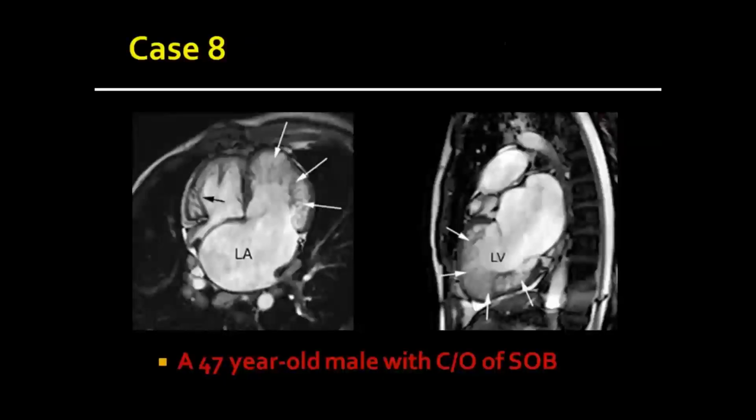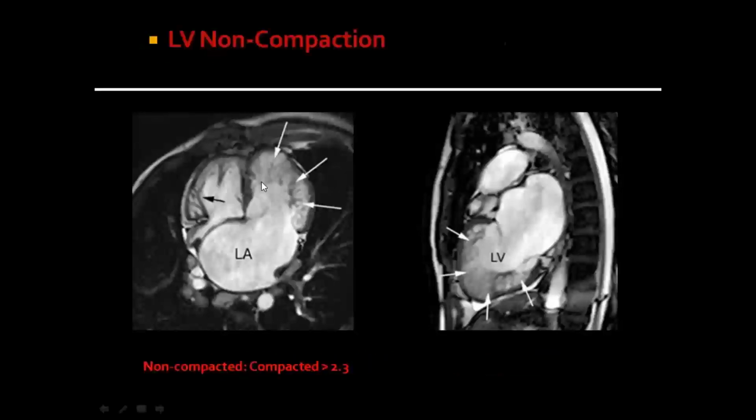Another classic indication of cardiac MRI is what you see here, the left ventricular non-compaction. It's very easily diagnosed by cardiac MRI. And most importantly is to look at the ratio between a non-compacted to compacted myocardium at end diastole, and it should be more than 2.3. So I think it's an easy diagnosis with cardiac MRI. Sometimes it's possible with echocardiography, but in cardiac MRI, due to high resolution, you can easily diagnose.